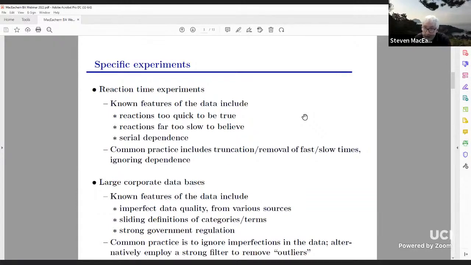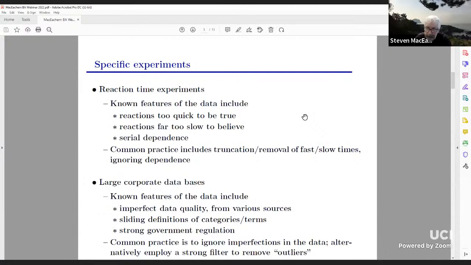Big corporate databases, this has to do with the insurance company that funded part of this work. They know that there are problems with their databases. Right? They have quite good data, but it's not perfect. And they have no interest in making it perfect, because the economic cost of trying to get everybody's name exactly right and everybody's address perfect would simply overwhelm them. It's simply not worth it to have perfect data, but you do want very, very good data.